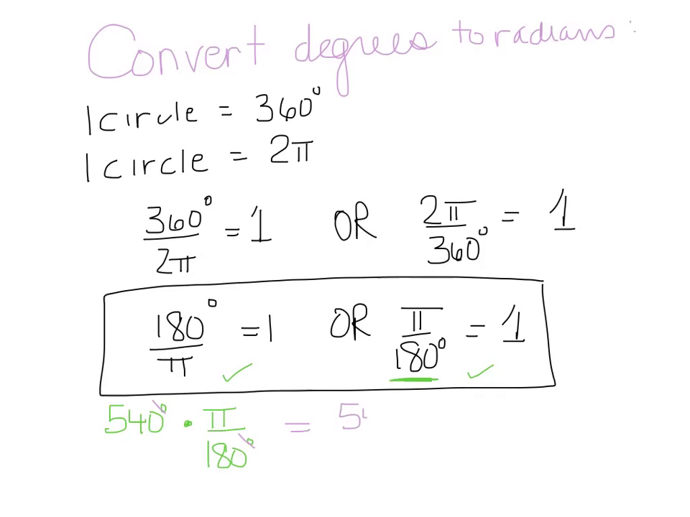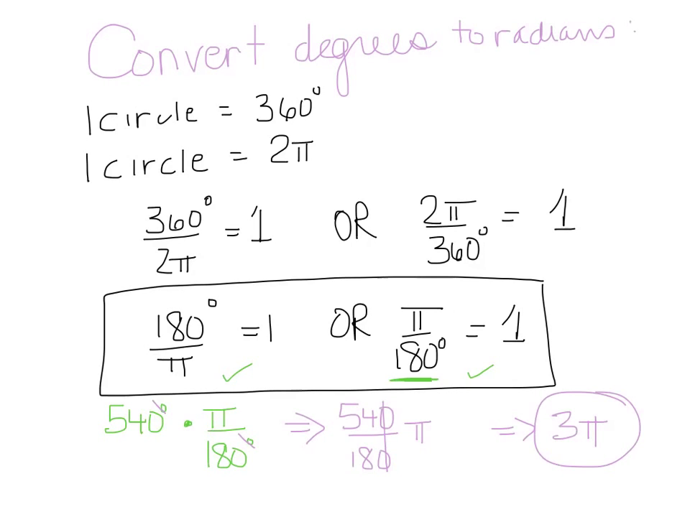Okay, and then it's just a matter of reducing my fraction. So I got 540 over 180 pi will be dimensionless. There's no dimensions left, so that's a radian. Let me cancel some of those out, and I believe I get 3 pi. So the answer is 3 pi is the same as 540 degrees.